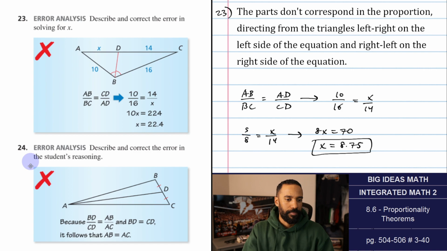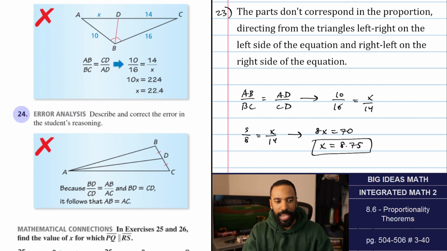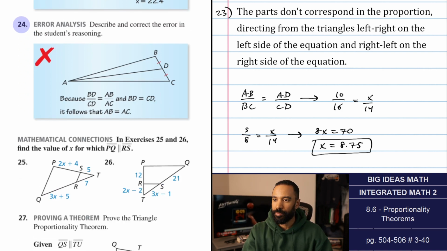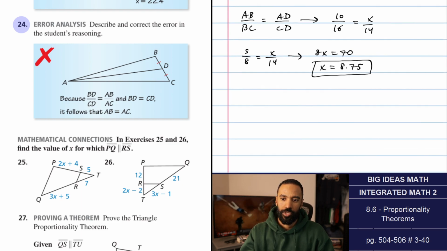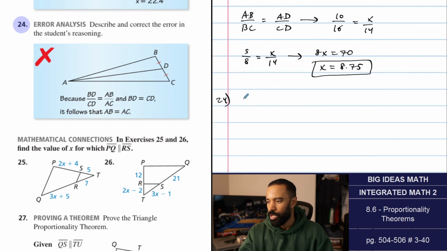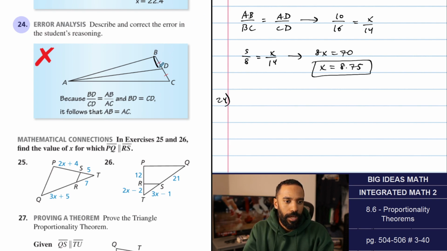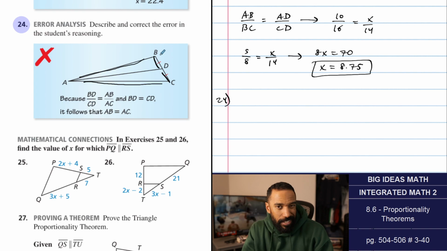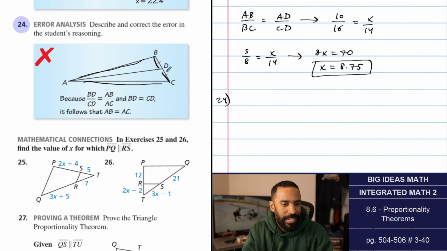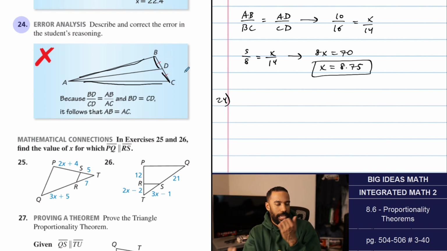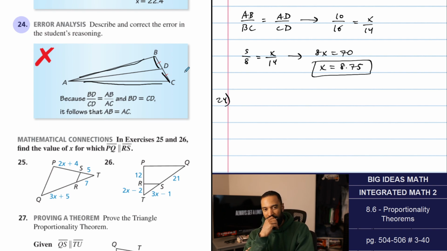Number 24, error analysis. Describe and correct the error in the student's reasoning. Okay, because BD over CD equals AB over AC, so far so good. As far as proportionality, that's something you can do. It might work. And BD equals CD, it follows that AB equals AC. No.